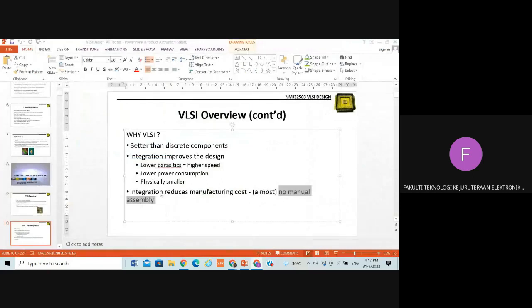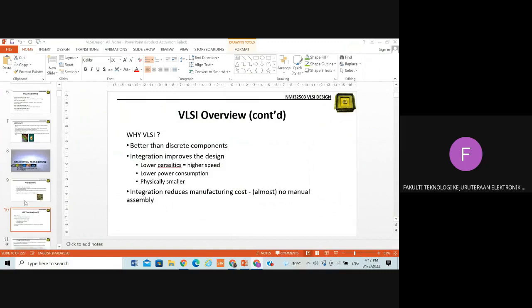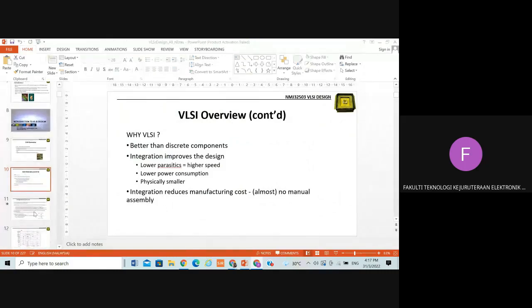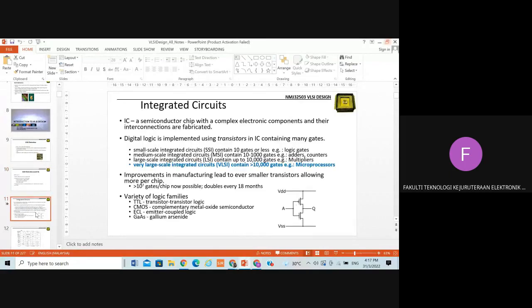So now we have the technology, and then we can. That's why you see the chip getting smaller, and then a lot of application can be implemented. Okay. So integrated circuit. So what is IC? Integrated circuit. So as a name, you can see integrated. So it's integrated together. Integrated circuit. So a semiconductor chip. This is the definition.